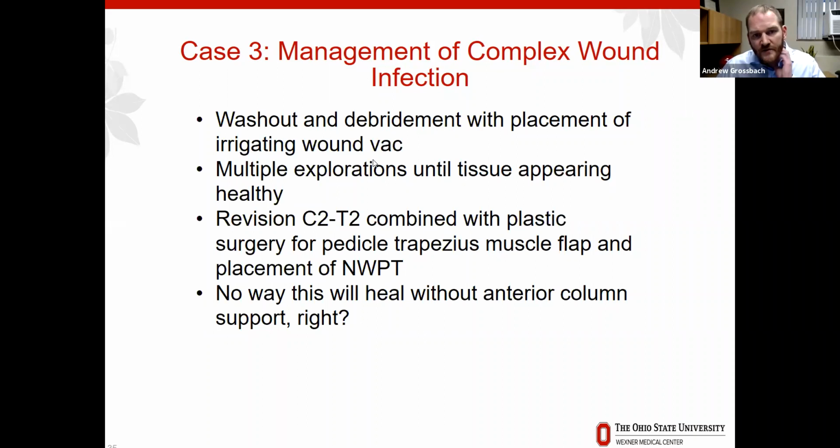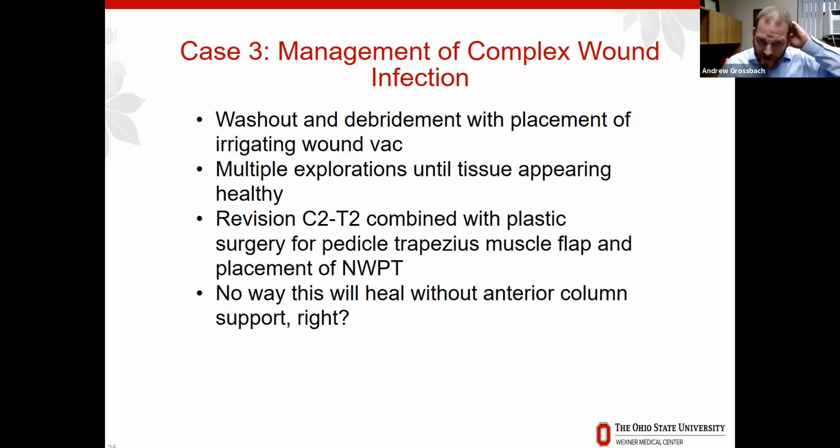So we took him first for a washout and debridement in conjunction with plastic surgery. And I really like these irrigating wound vacs. They introduced me to them, and I've used them to salvage instrumentation before. Basically, it's a wound vac that goes on an open wound and then continuously irrigates. So with the irrigating wound vac, we would go back to the OR every week or so to check. Once the tissues are getting healthier and appearing more healthy, then we do our definitive surgery and combined closure.